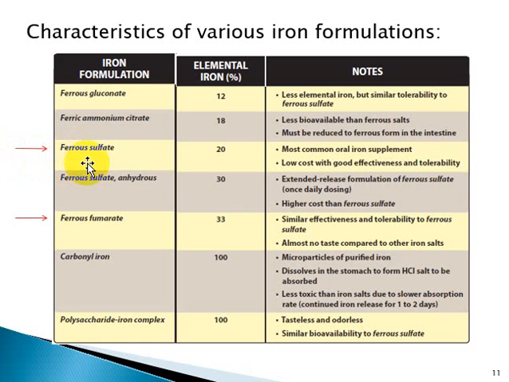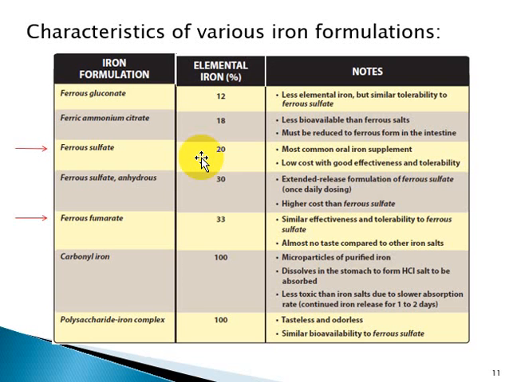That means each tablet that contains this type of salt of iron, ferrous sulfate, contains about 20% of elemental iron. 20% of the tablet is elemental iron. It is a good percent, although it is low, because patients who have severe anemia may benefit from this concentration of elemental iron. Note that the most common oral iron supplement is present in the form of ferrous sulfate, and it is low cost with good effectiveness and tolerability.